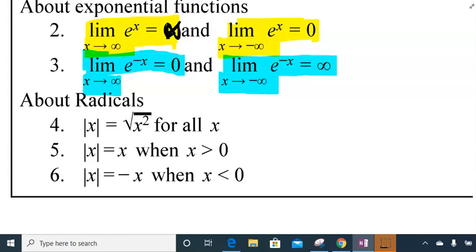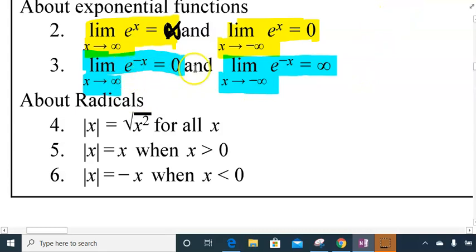Now we can also think about these limits by imagining the graph of e to the x. You notice it starts really low from the left side, going towards positive infinity. There's an asymptote at 0 right there. And as it goes to the right, it passes through 0, 1, and then it goes up.